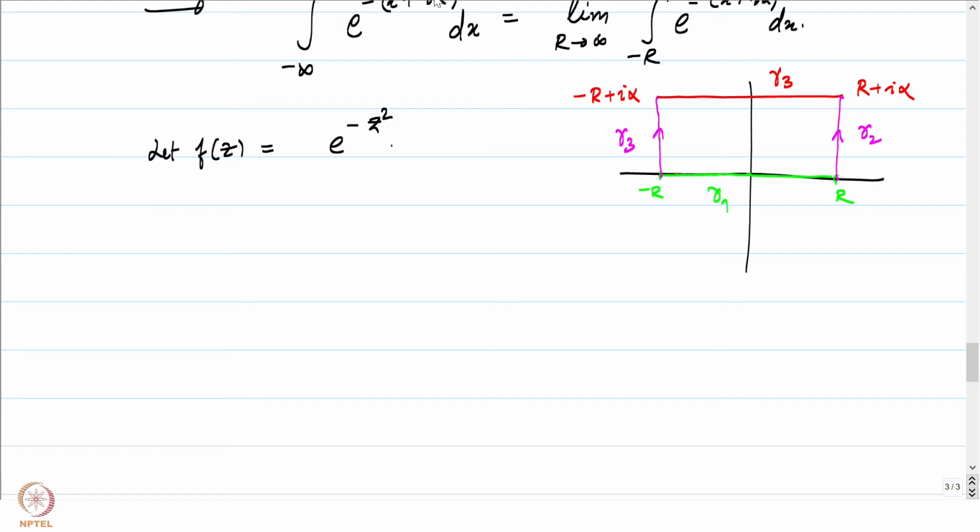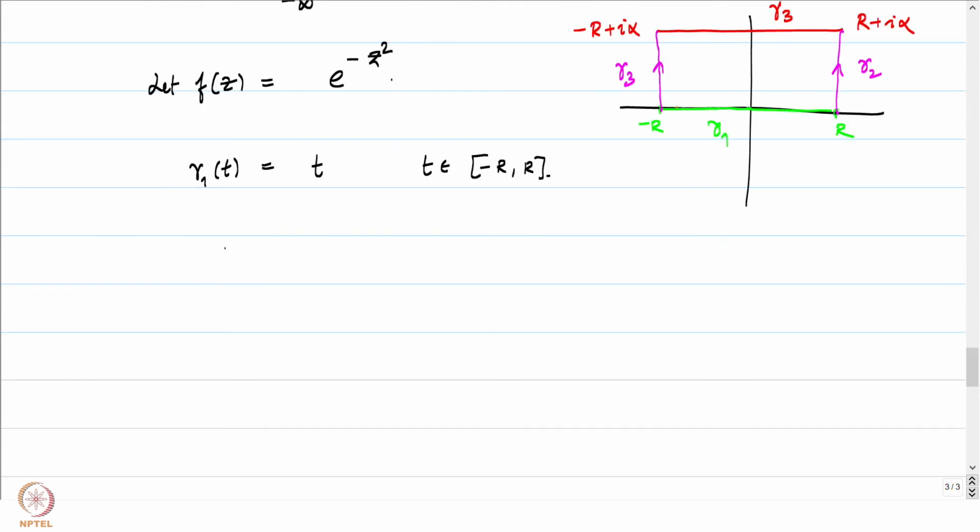Now, if you parameterize these curves gamma, so let's see, gamma 1 of t is just equal to t, where t belongs to minus r comma r. Let's now look at the integral of the function f of z over each of these curves, and try to see how we can relate it to our problem in hand. So, the integral of f of z dz over gamma 1, let us first explore that. That is going to be equal to the integral of e to the power minus t square dt from minus r to r. This is precisely what the integral over gamma 1 is going to be.